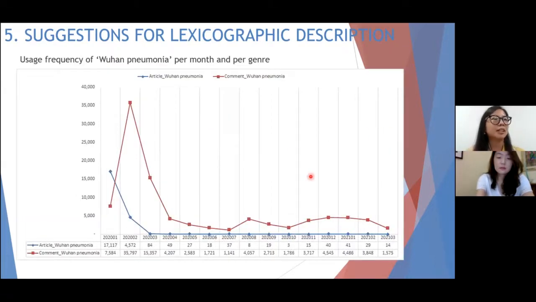So in this graph, the blue curve, which corresponds to the article frequencies, shows that the name Wuhan pneumonia was used extensively at the very beginning of the pandemic, but after the WHO banned geographical references in disease names in February 2020, it almost completely fell out of usage. And the red curve for the users' comments also shows a sharp decrease, but it remained in usage. And you can even notice some increases here and there, which actually correspond to the various waves of the pandemic.